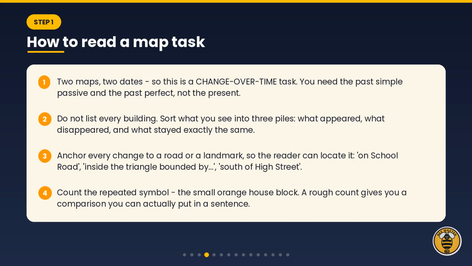Before writing, let us read the maps properly. 4 habits separate a band 9 answer from a band 6 answer here. 2 dates means change over time, so you need the past simple passive and the past perfect. Do not list every building. Instead, sort what you see into 3 piles. What appeared, what disappeared, and what stayed exactly the same. Anchor every change to a road or a landmark so the reader can find it. And count the repeated house symbol, because a rough count gives you a comparison you can put in a sentence.